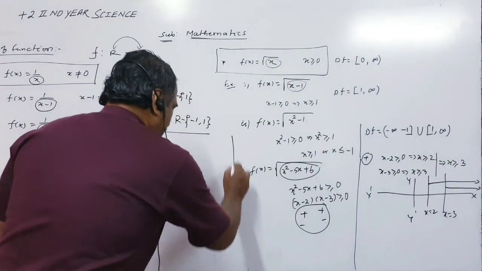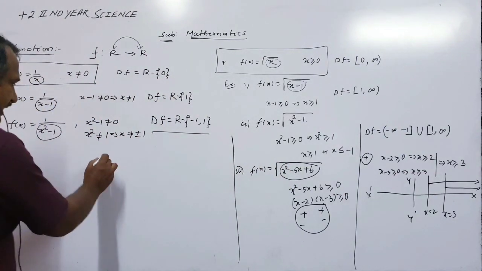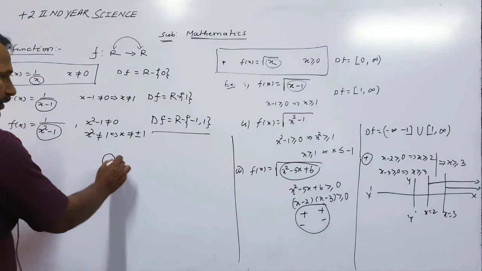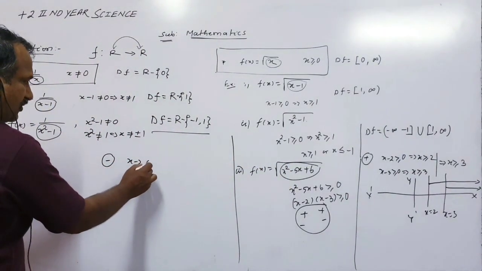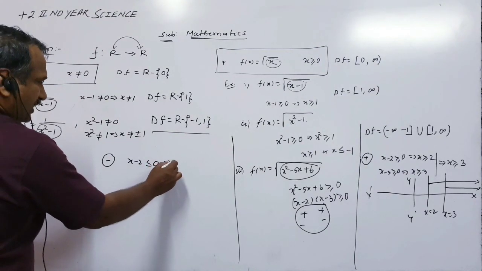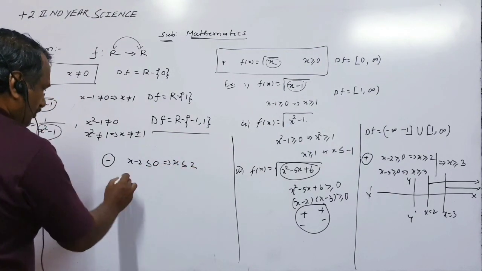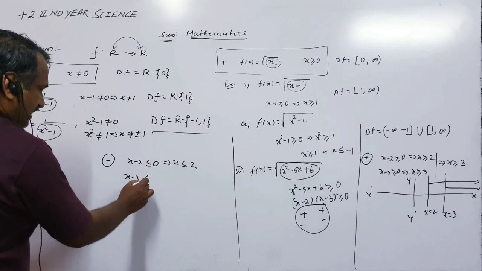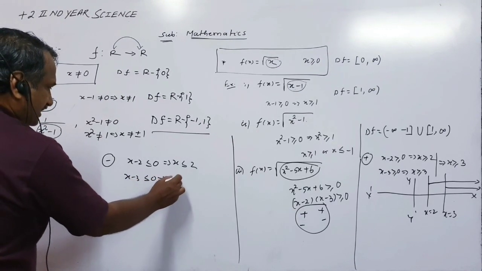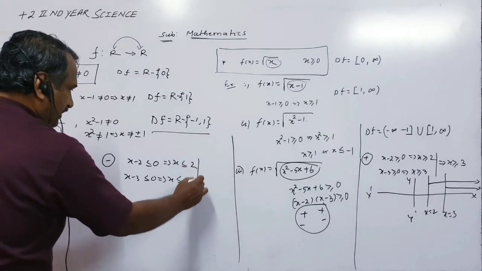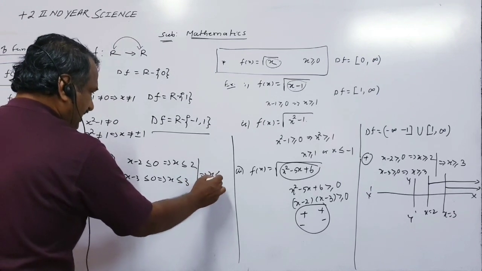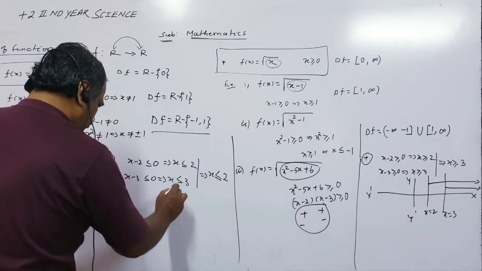Now second one, for negative, x − 2 ≤ 0, so x ≤ 2. x − 3 ≤ 0, so x ≤ 3. If you combine these two, we have x ≤ 2.